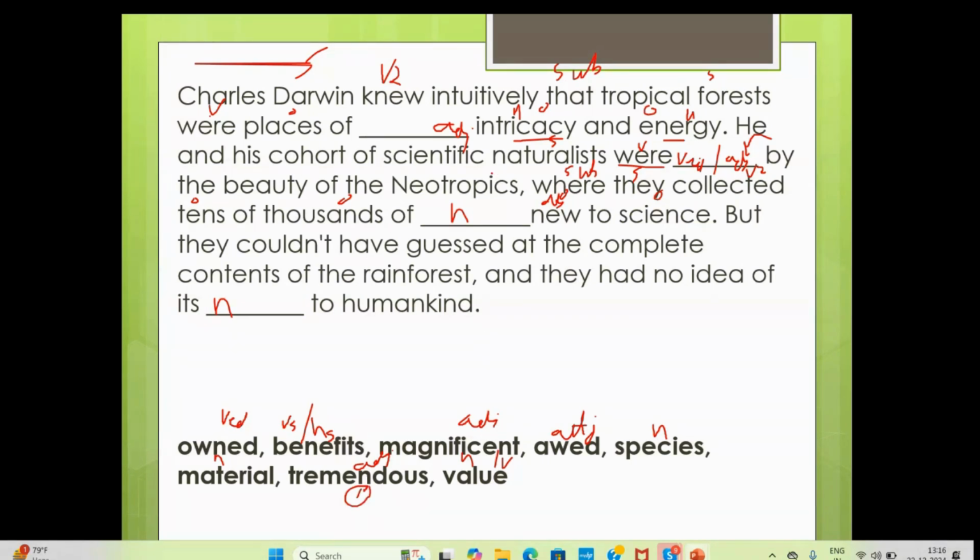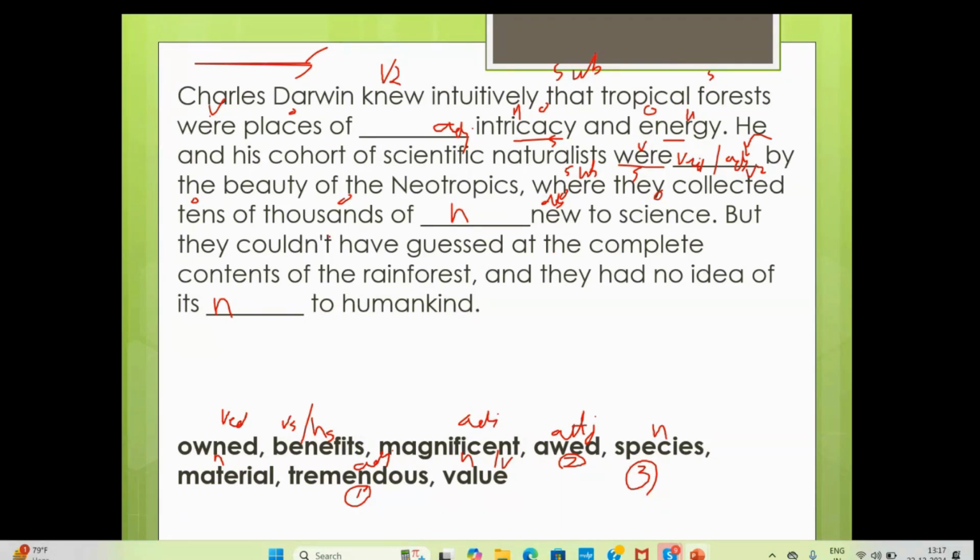He and his cohorts of scientific naturalists were dashed by the beauty of the neotropics. Were dashed by, were owned by, or awed by? Awed by will make more sense. Awestruck. So yeah, where they collected tens of thousands of dash new to science. What can be new to science? Benefits can be new to science? No. Material new to science, not making any sense. Here it's species. They're talking about tropical forest and all, so species will make more sense. Species new to science.